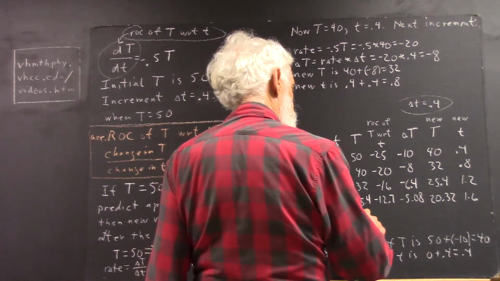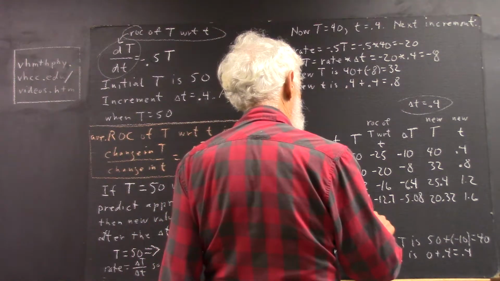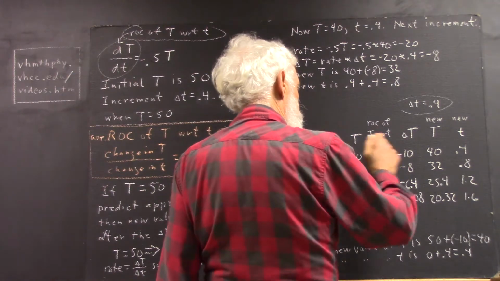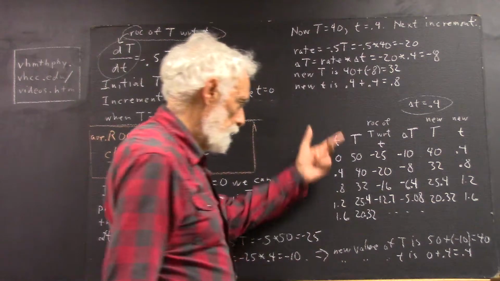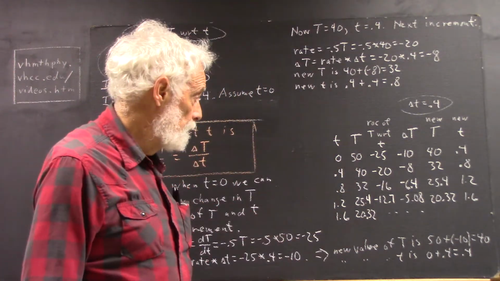Our big T is 20.32. Our rate of change, well then we can continue the calculation, and we can continue it as long as we need to.